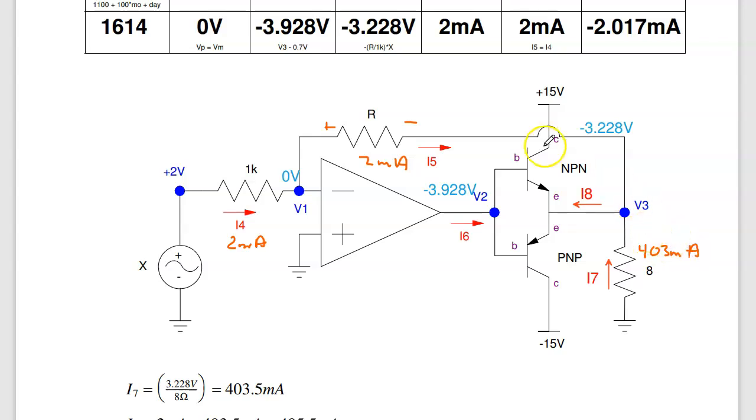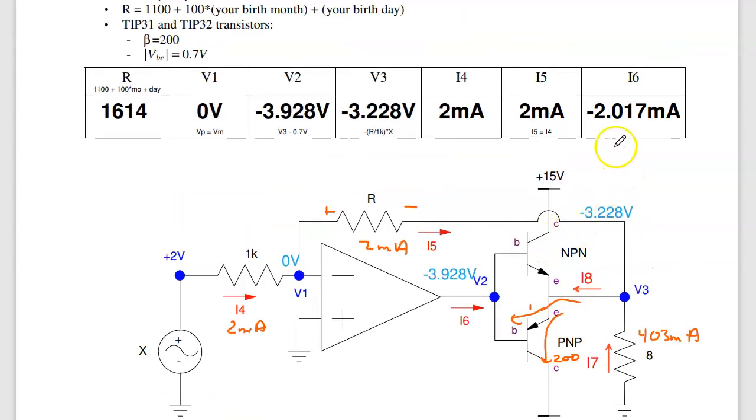That's going up. I've got 2 milliamps coming in. Those two add together to I8. So I8 is 405 milliamps. That's the current in the emitter. This kind of splits. This part is 200 parts because of beta. This is 1 part. So I6 is I8 over 201, which is going to give you 2.01 milliamps going backwards, minus 2.01 milliamps.